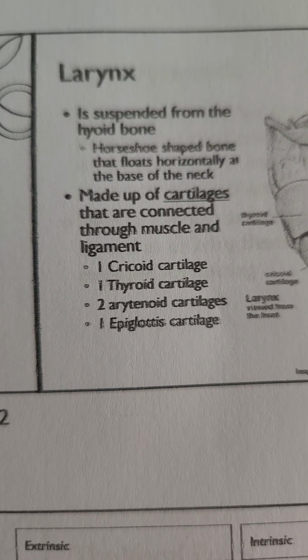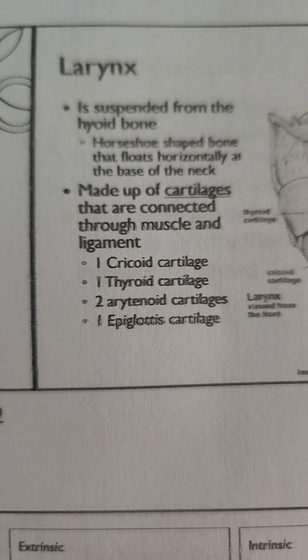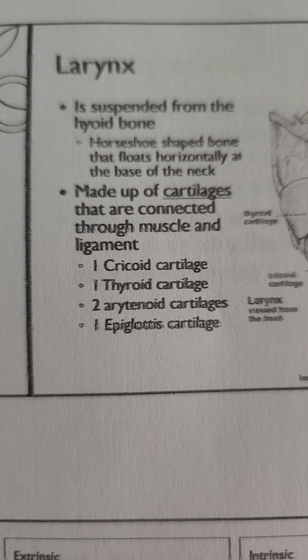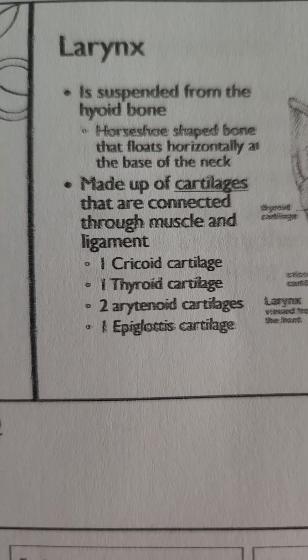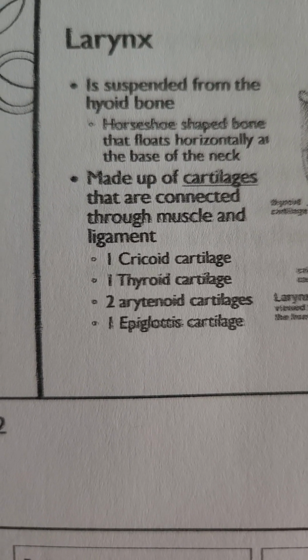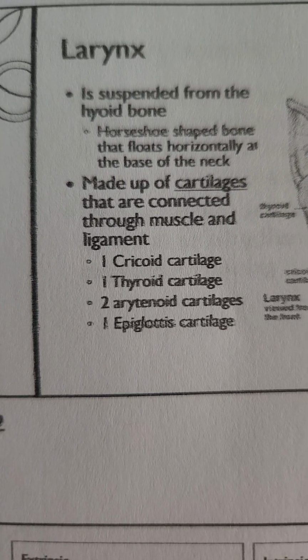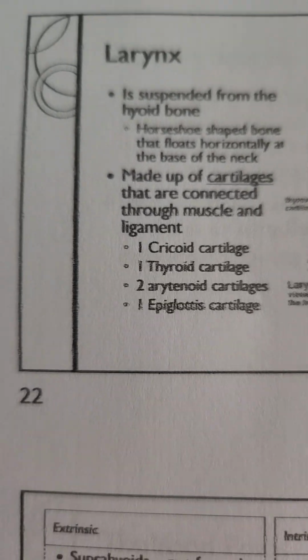Horseshoe-shaped bone that floats horizontally at the base of the neck, made up of cartilages that are connected through muscle and ligaments: one cricoid, one thyroid, two arytenoid, and one epiglottis, all cartilages.